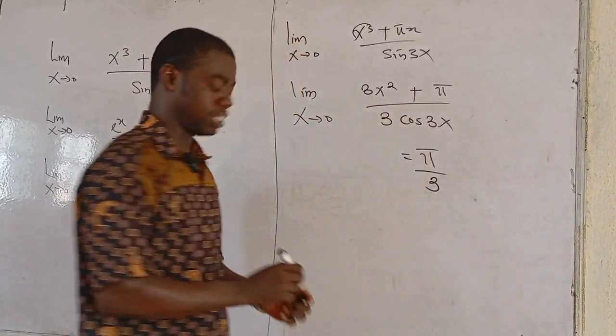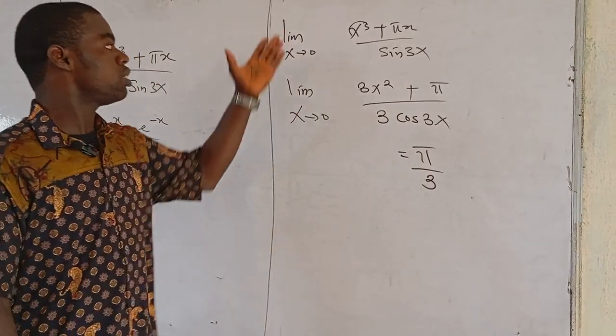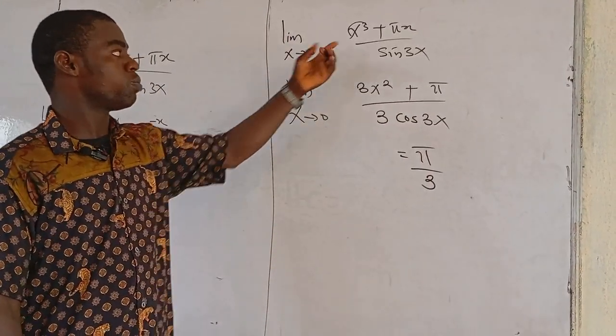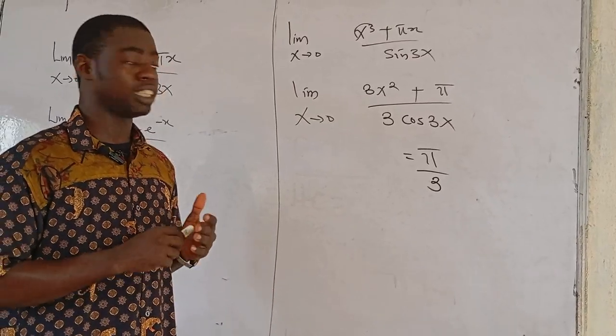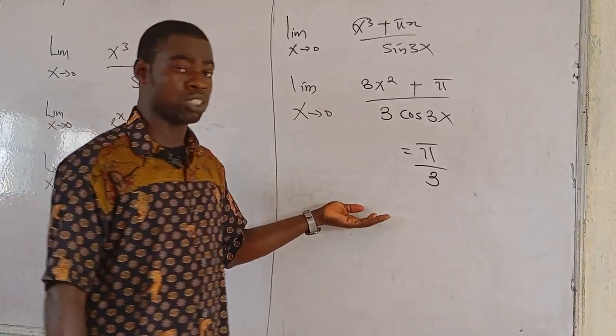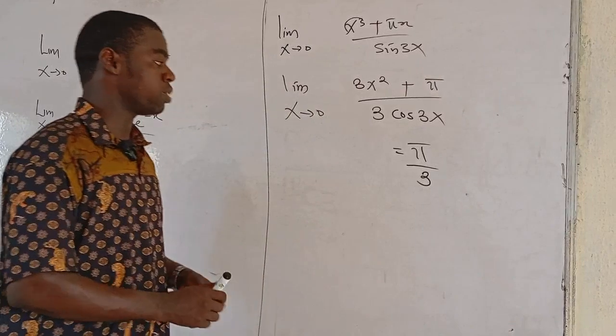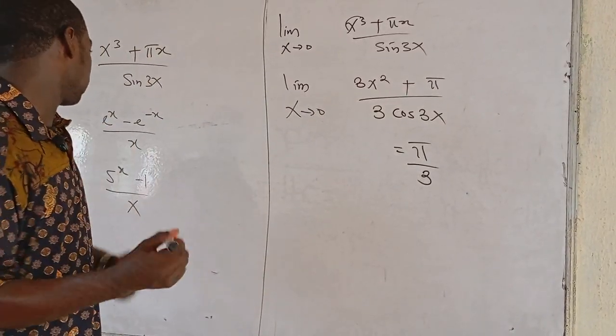So yes, this is it. The limit as x approaches 0 of the function x cubed plus pi x all over sine 3x is equal to pi over 3. And that's by L'Hopital's rule. So we could actually try number 2.